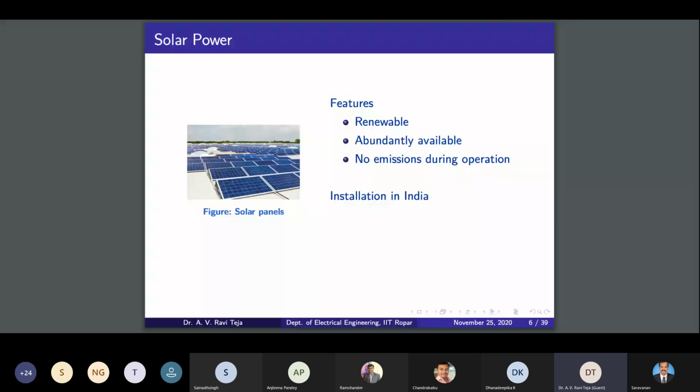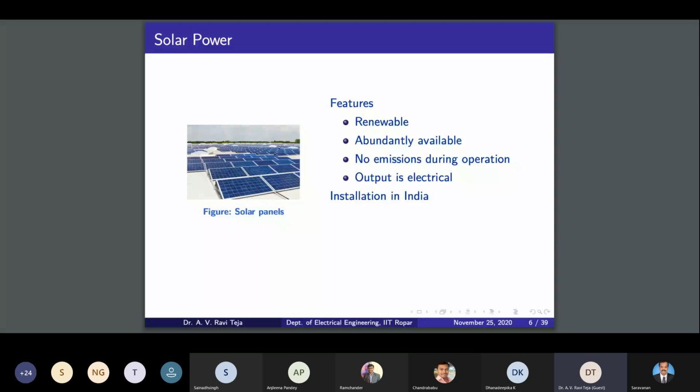Another advantage of solar is that the solar panel output is basically a DC voltage, so it is an electrical signal. Converting it and giving it to the grid is not very challenging. So it is easier. That is another advantage with solar.